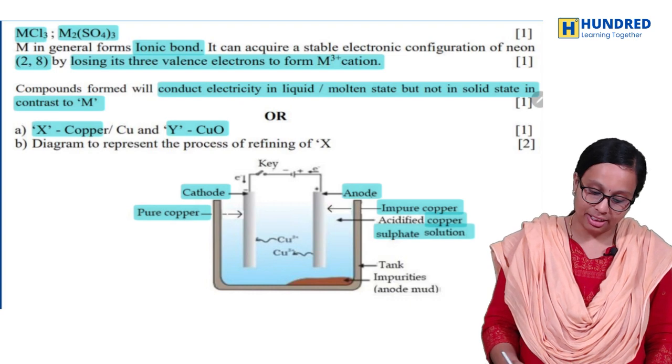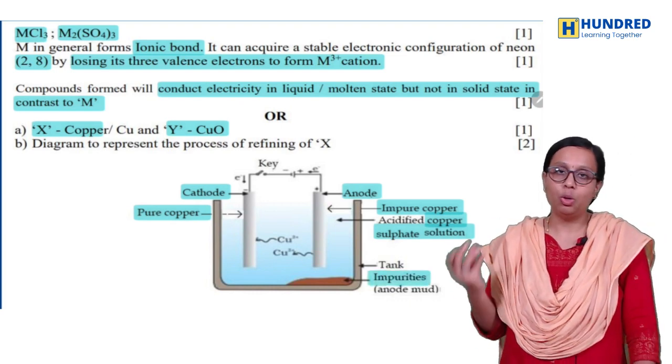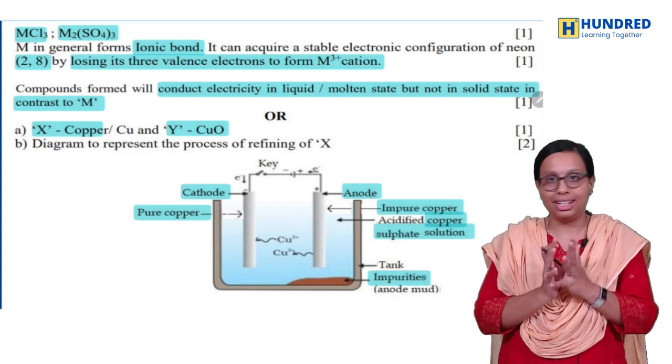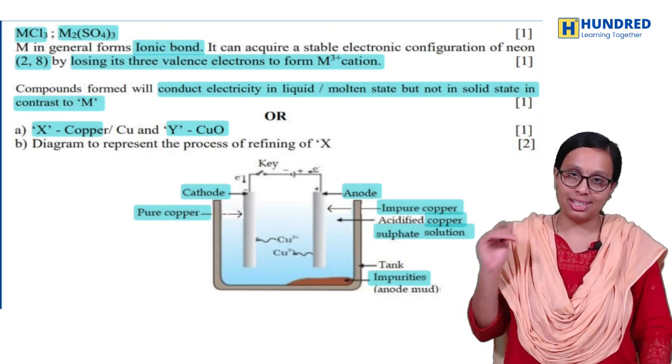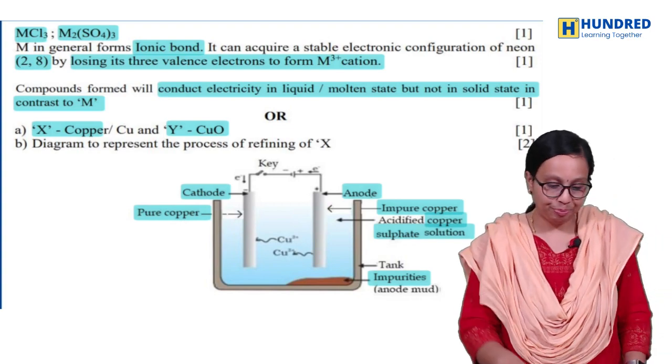So you have a tank. The impurities will settle down, whereas the pure copper will be settling closer to the cathode. So this is the process. This is a simple question. Compared to the first question, the second question is easier.